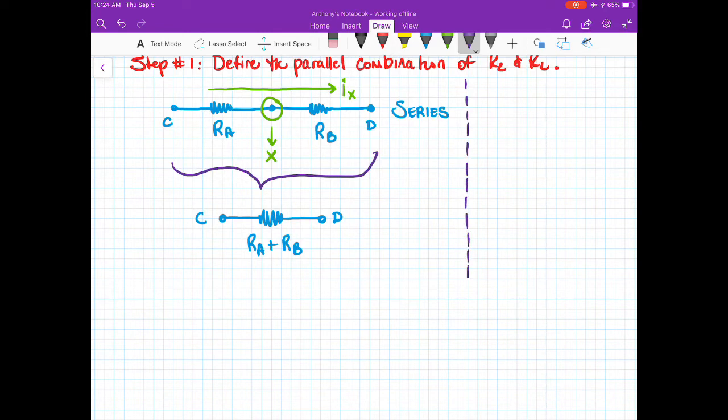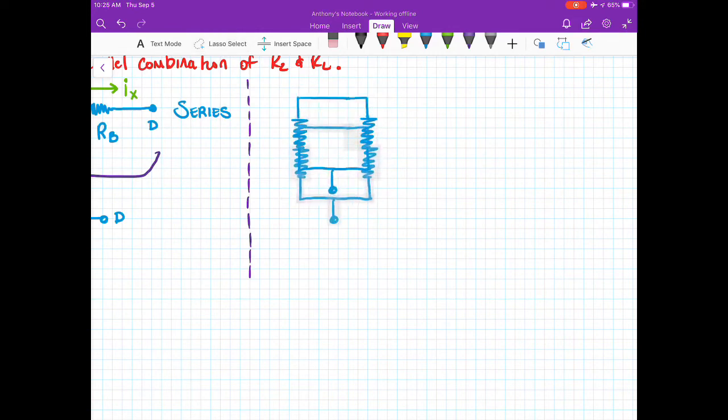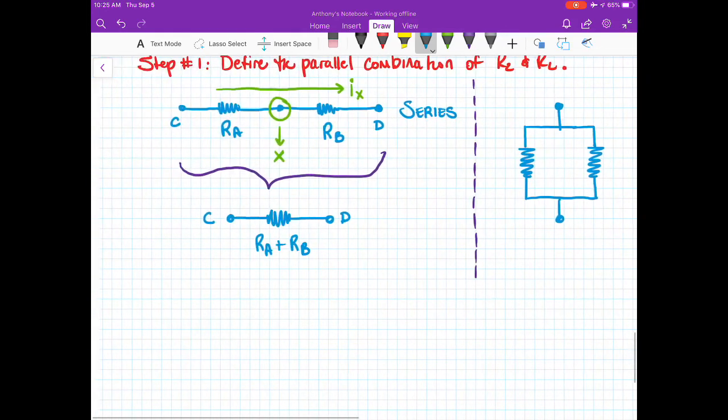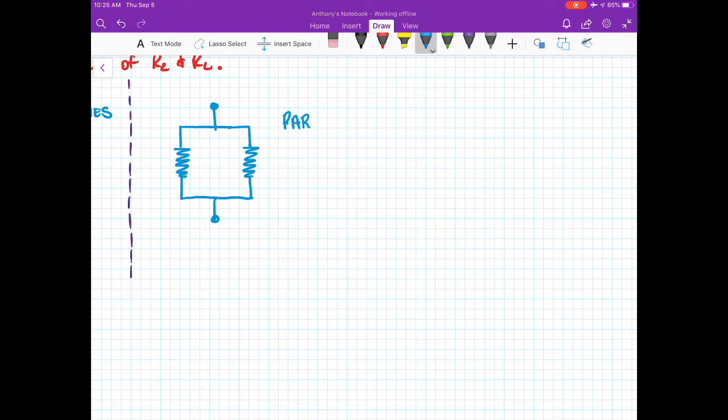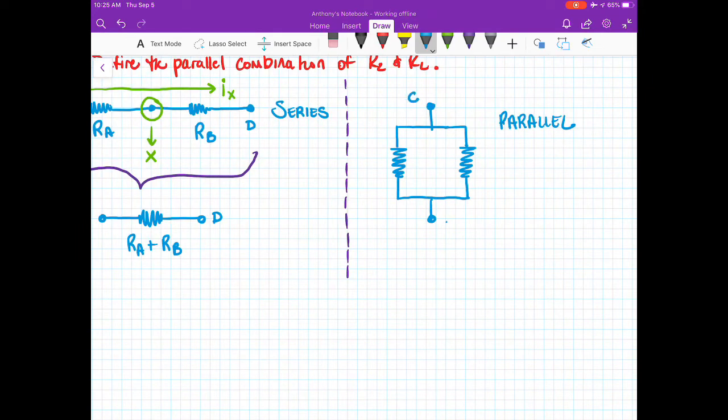We don't have series elements in this case. What we have is parallel elements. So parallel elements look like this. Just giving myself some more space. Parallel elements look like this. So these are two parallel elements. We'll use a similar naming convention, so I'll call this node C, I'll call this node D, I'll call this resistor A, I'll call this resistor B.